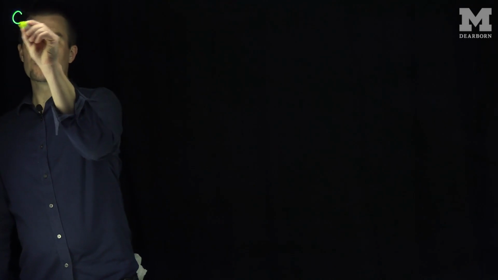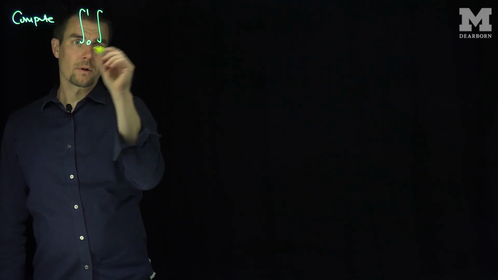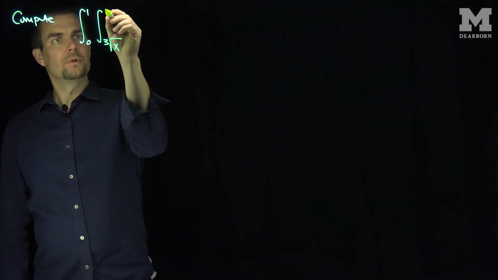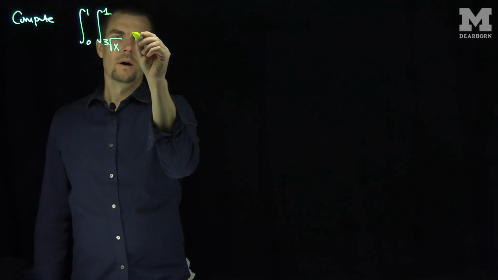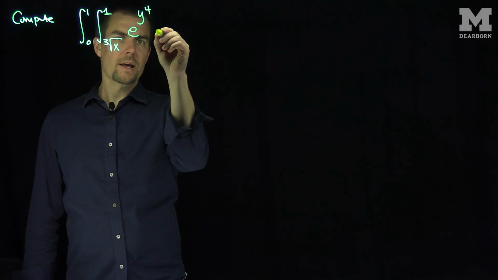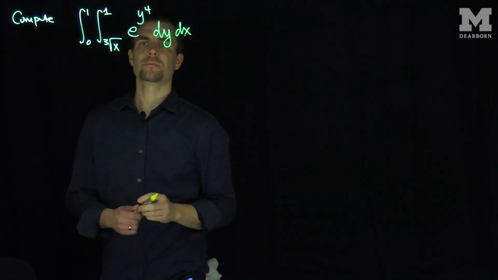Hello students, in this video we'll see an example of changing the order of integration on a double integral. Let's compute the integral from 0 to 1, the integral from the third root of x to 1 of e to the fourth power of y, dy dx.